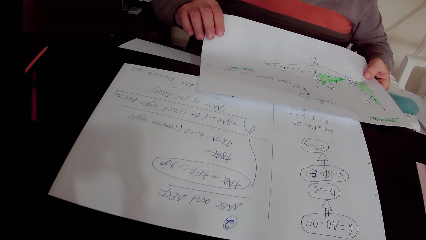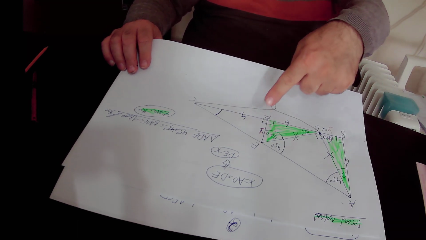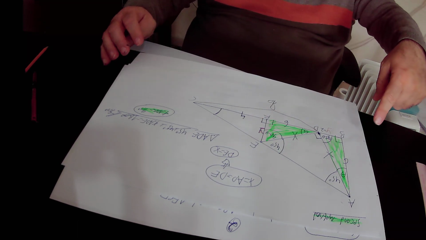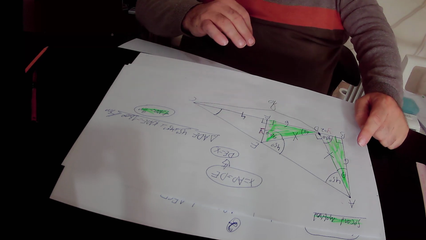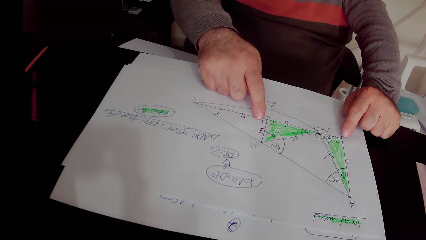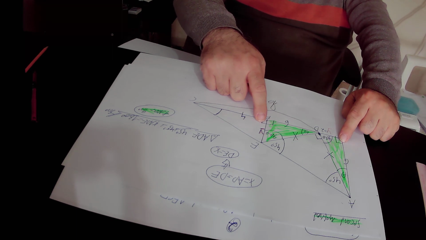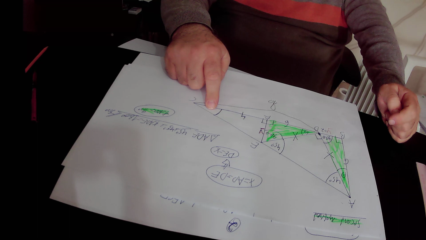Then we prove that the right triangle ABC is similar to the right triangle EFC. Why are those two right triangles similar to each other? First of all, both triangles have a right angle. Those two right angles are equal to each other, and they also have a common angle.